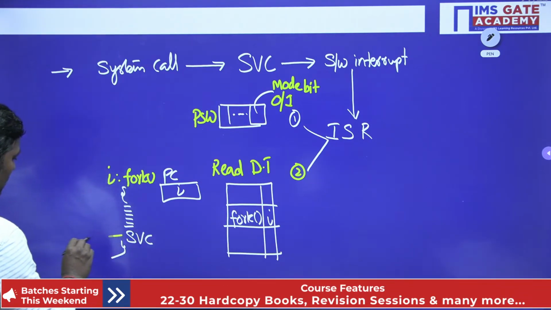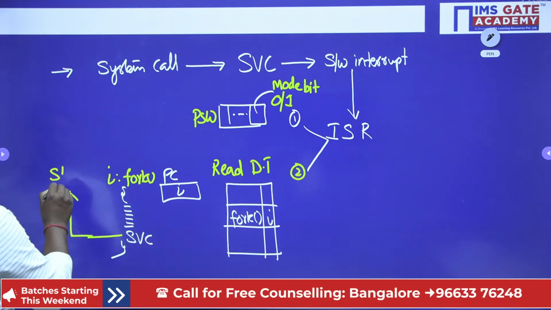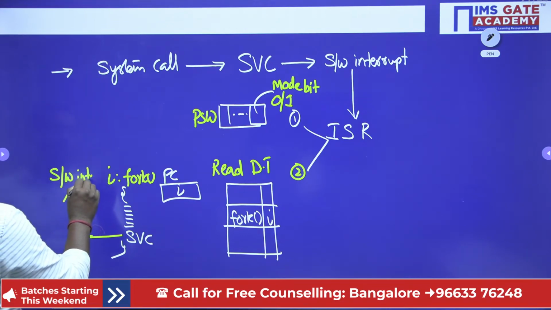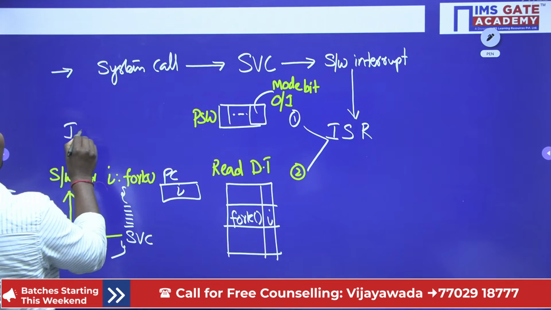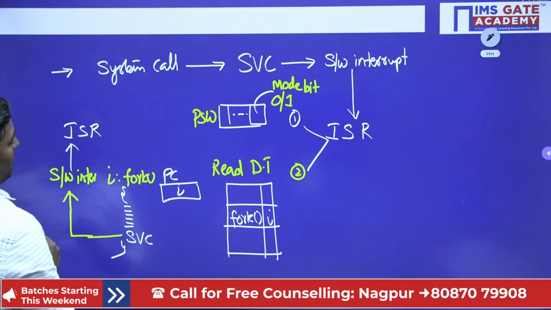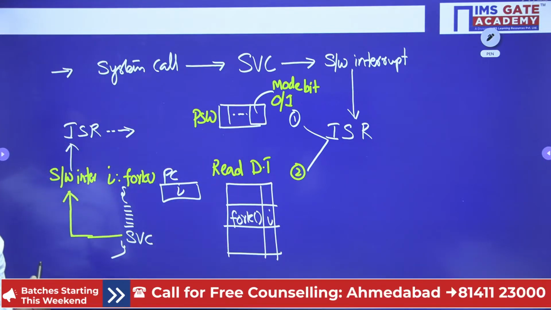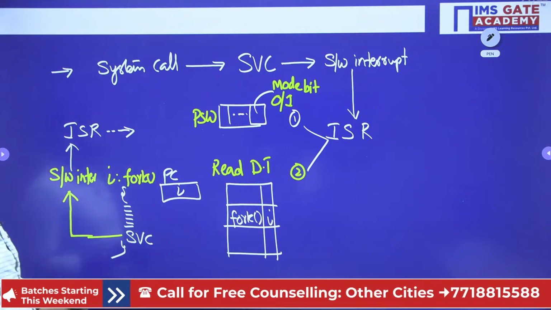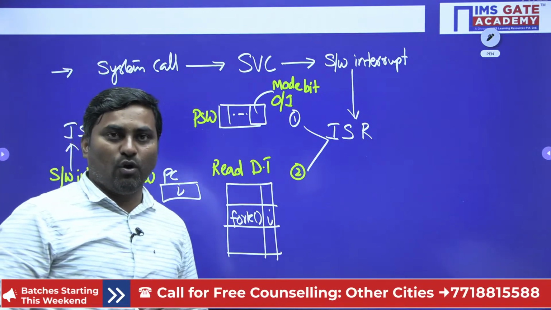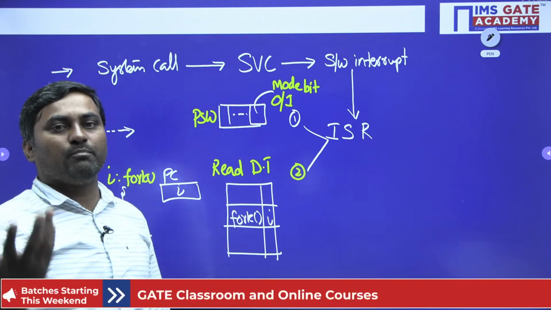Whenever the SVC is encountered again, what happens? A software interrupt will generate, and whenever the software interrupt generates, the ISR will run. Again ISR will run. ISR meaning what? You have to change the mode bit here, 1 to 0. That's it. So these are the steps. I started here and I come back here. This is the flow of execution, the mode shifting process.